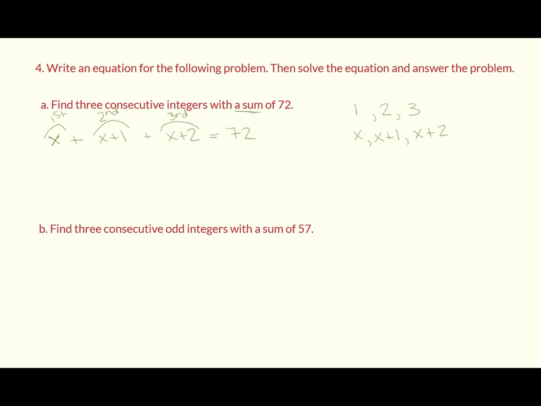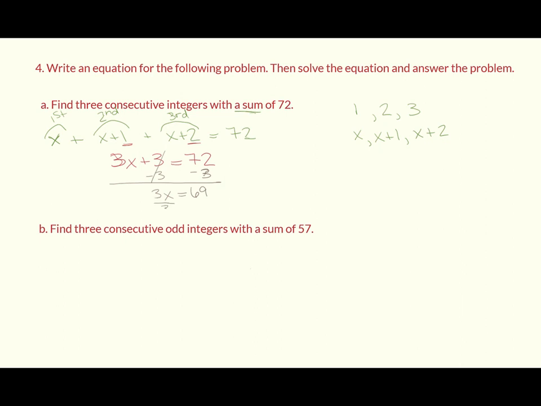Now, how do you solve that? You just combine like terms. So you have 1x plus 1x plus 1x would give me 3x, plus 1 plus 2 is 3. And that equals 72. So now I just have 3x plus 3 equals 72. How do I solve that? I would subtract 3 from both sides. And I'm left with 3x equals 69.